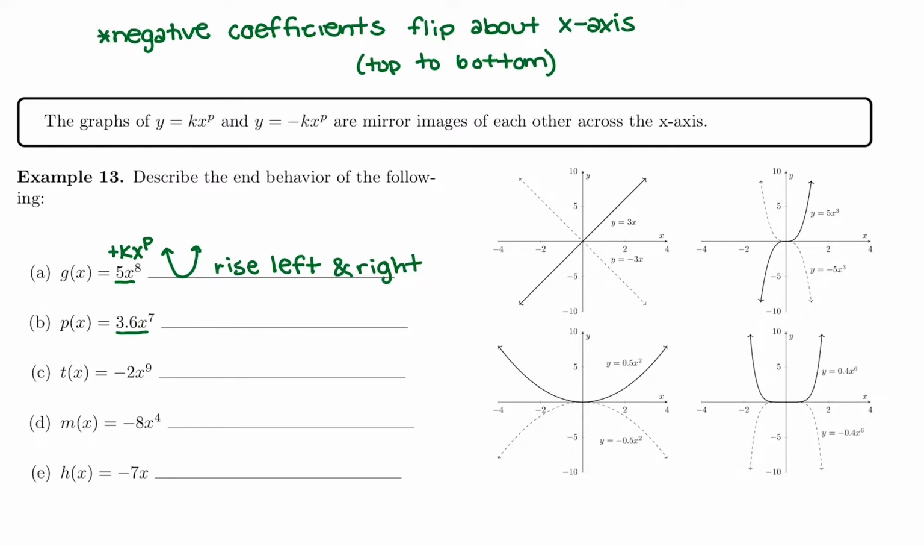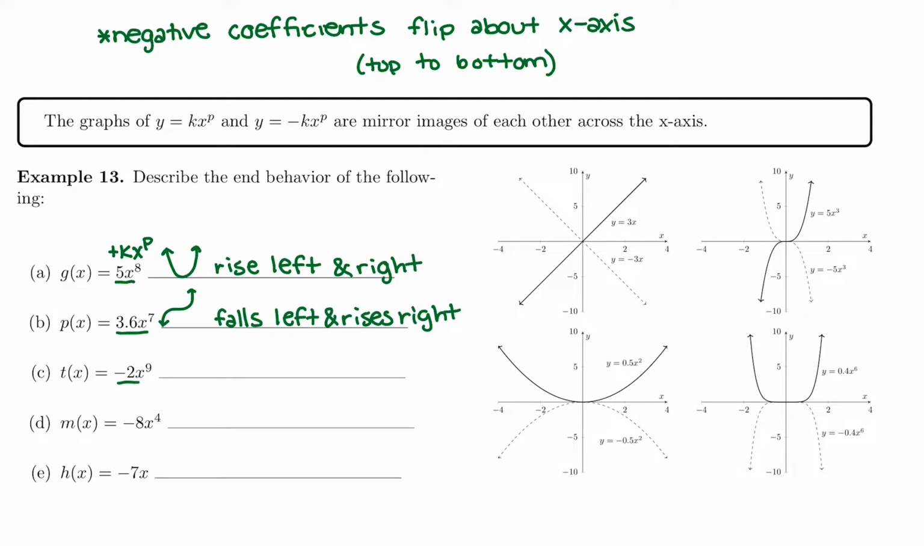If we think about a positive coefficient but an odd power, that's going to be our same general shape, positive coefficient, odd power is going to be down, up. So it's going to be falls left and rises right. Odd has opposite end behavior. One's down, the other's up.